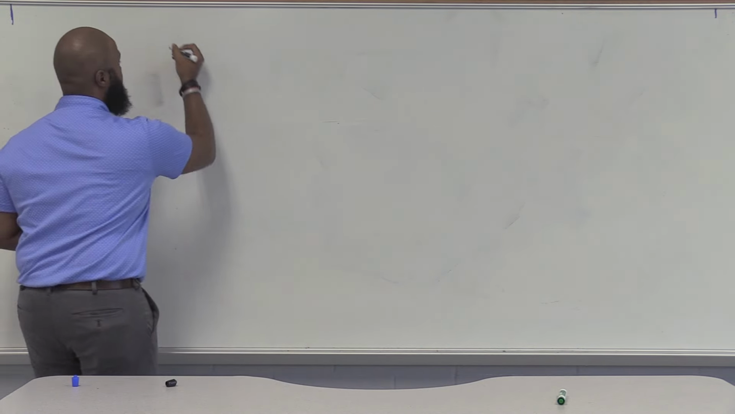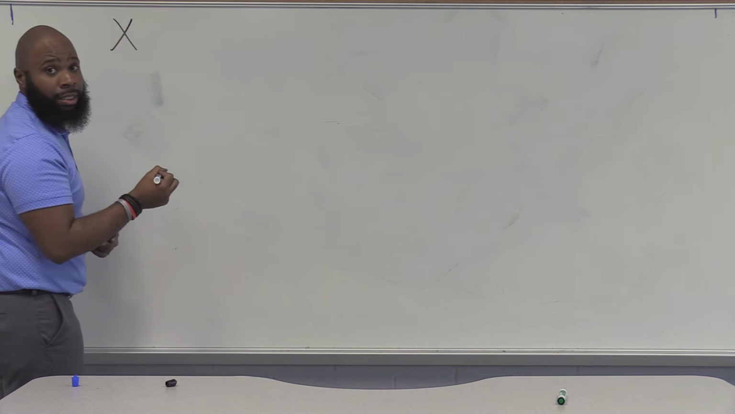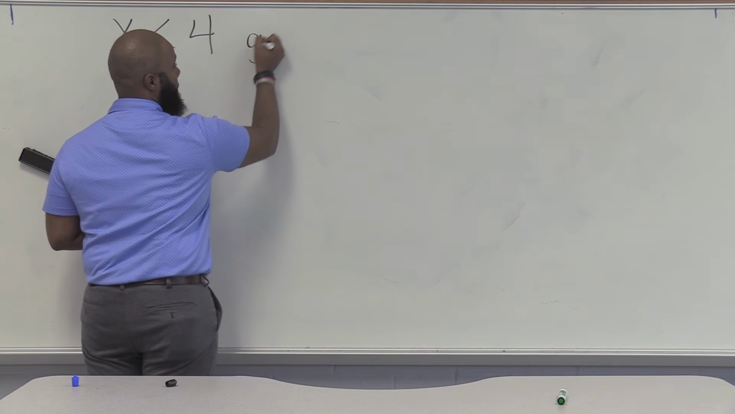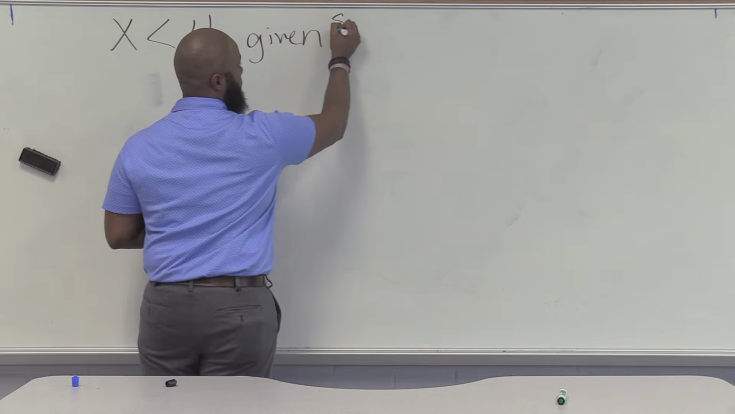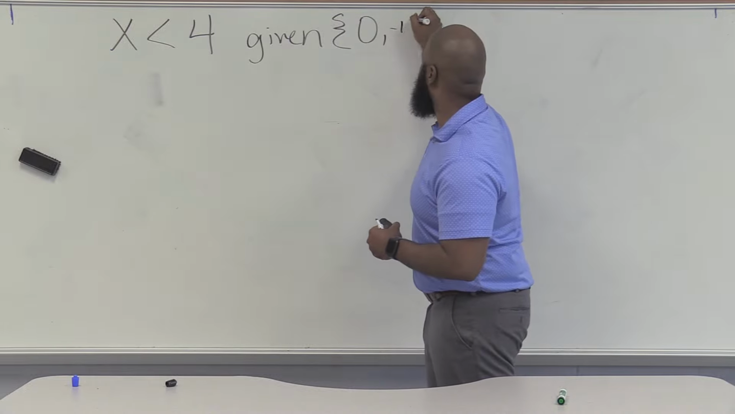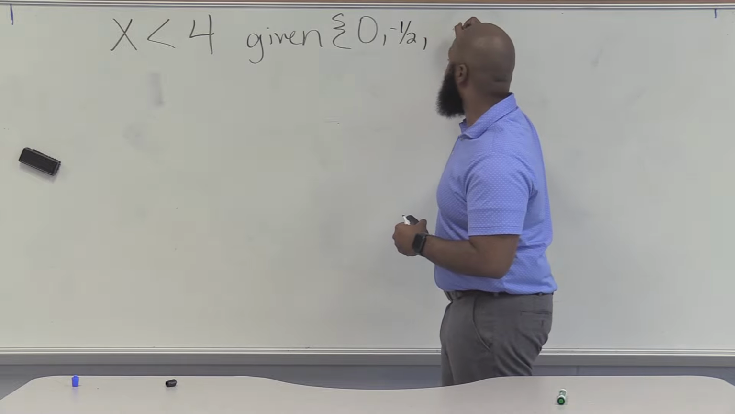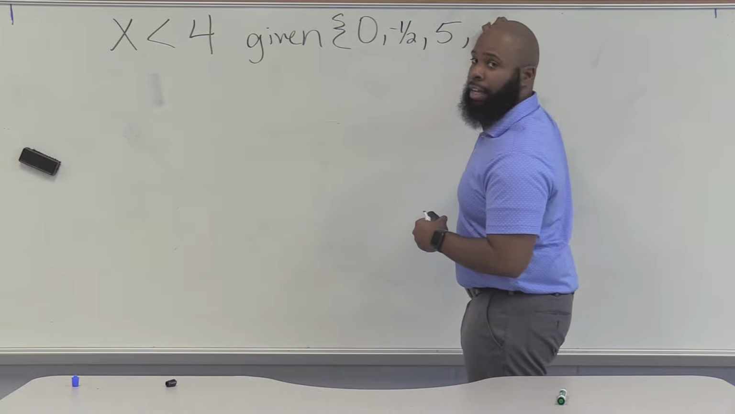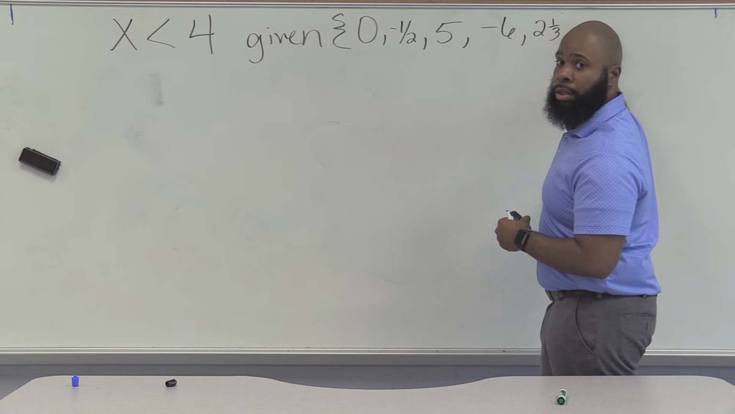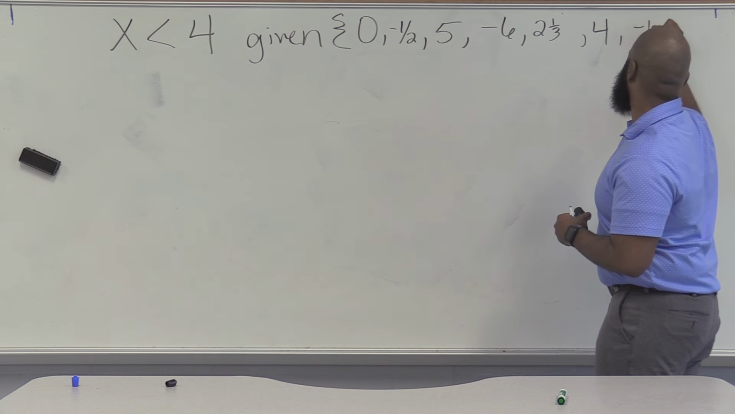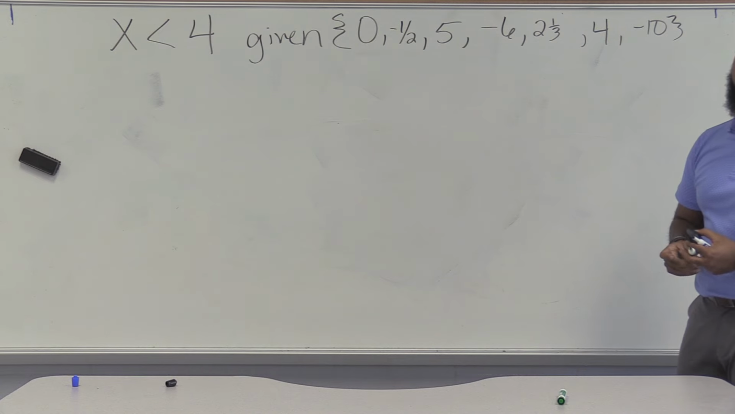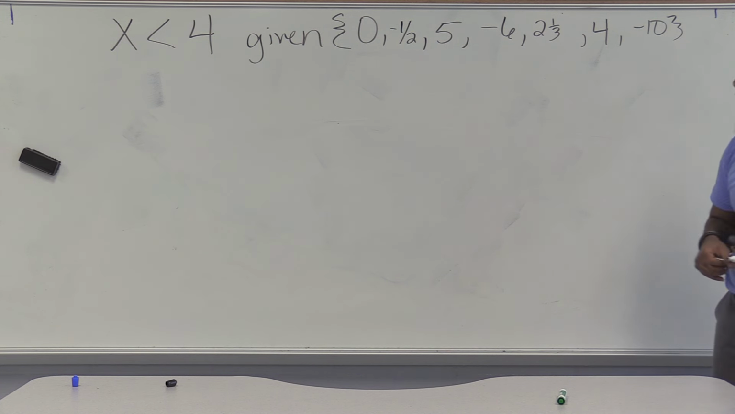The first problem is x is less than 4, given, here's our series of numbers: 0, negative 1/2, 5, negative 6, 2 1/3, 4, and negative 10. I want you to try this problem. I'm going to give you a second to try it.